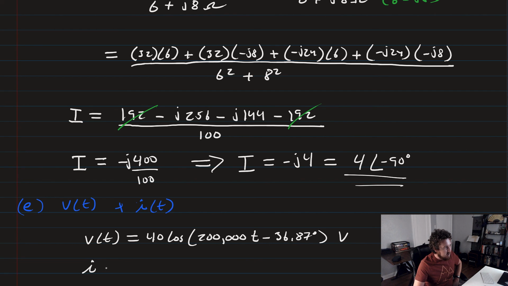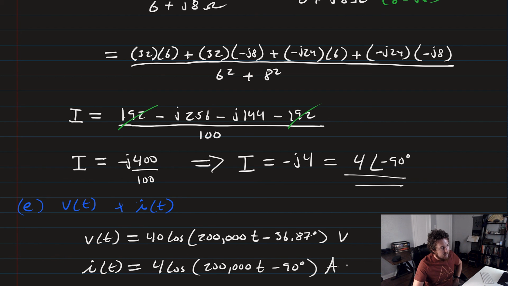And finally here, our i(t) is going to be equal to, what was it, 4 times the cosine of 200,000t at minus 90 degrees. And that's amps. Boom. And there we go. That was a long one.